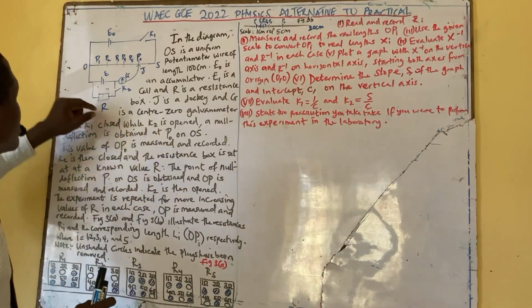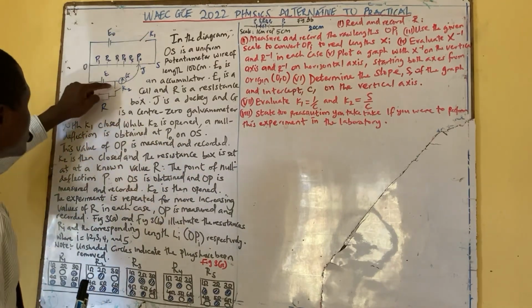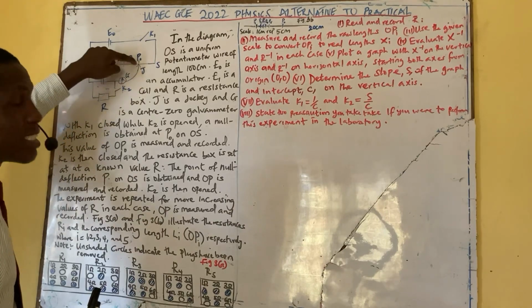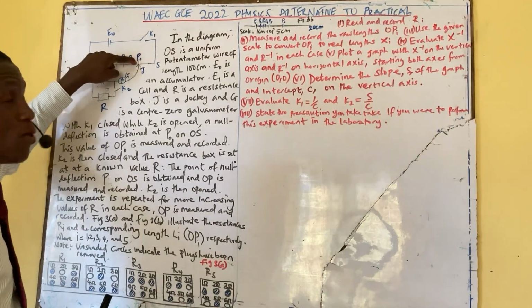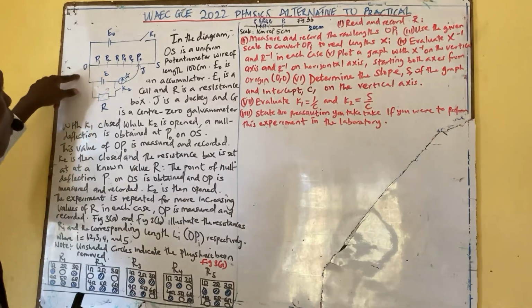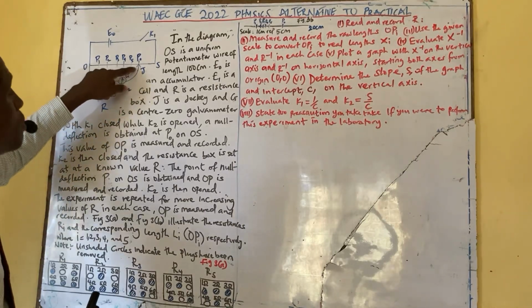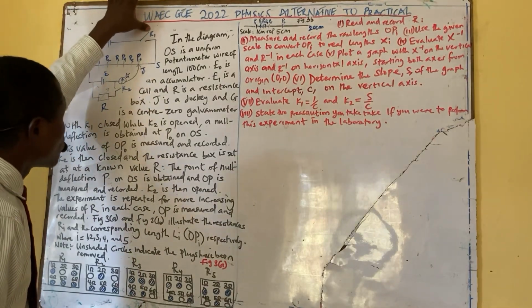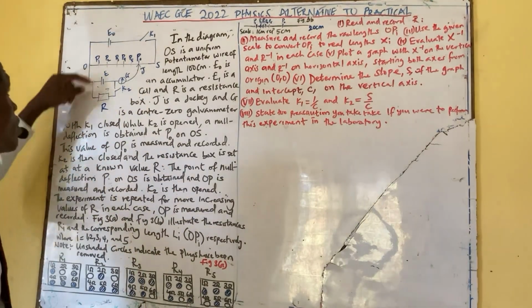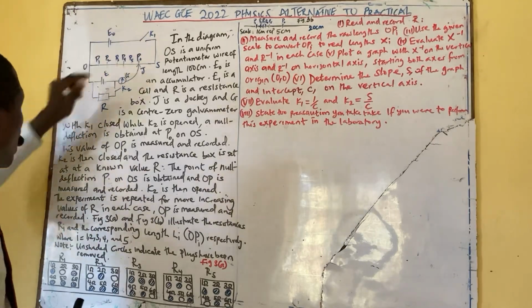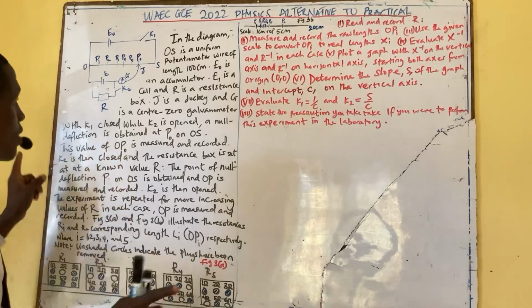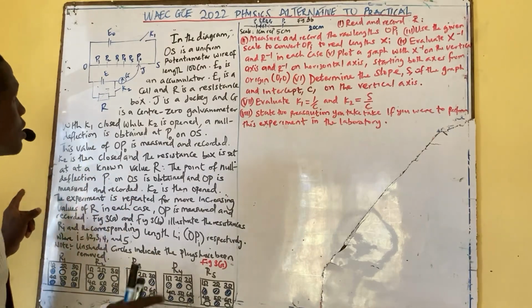Now, as this was closed and this one is open, there is a measurement taken from P0 to determine the length of the potentiometer wire when K1 was closed and K2 is open. So P0 was determined then. Now, this value of OP0 is measured and recorded.